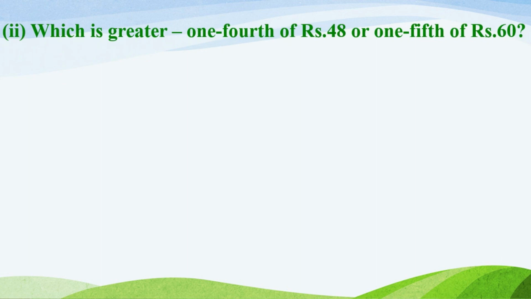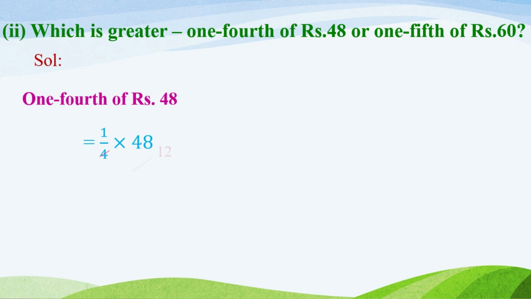Second one, which is greater, 1/4 of rupees 48 or 1/5 of rupees 60. Let us find the solution. 1/4 of rupees 48. 1/4 means 1 by 4. Of means multiplication. So we get 1 by 4 into 48. Now cancel the common factor, 4 and 48. 1 4 is 4. 12 4s are 48. Remaining 1 into 12. 1 12 is 12.